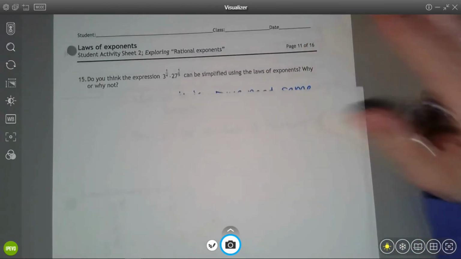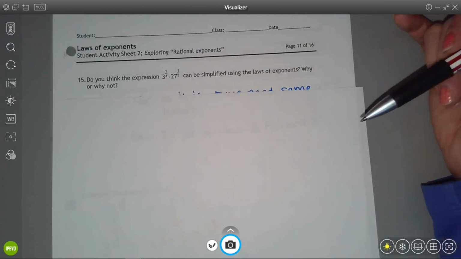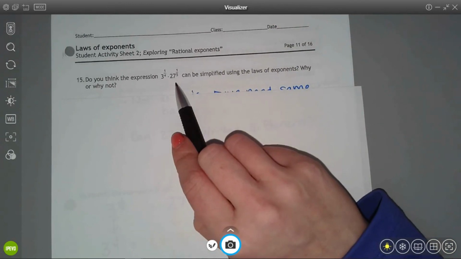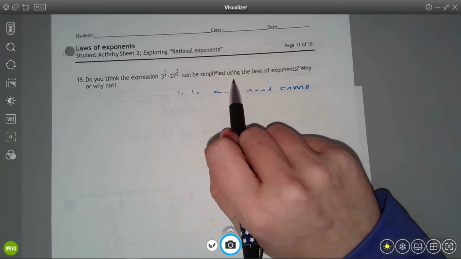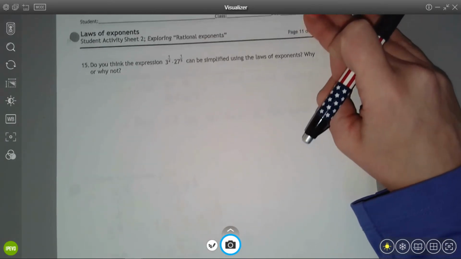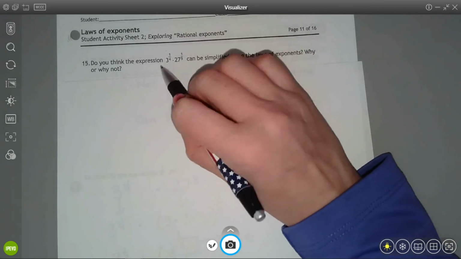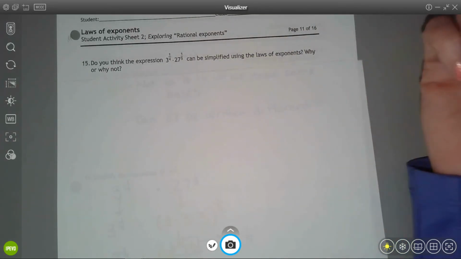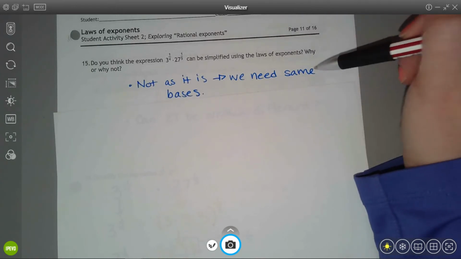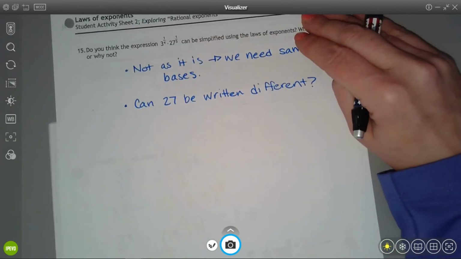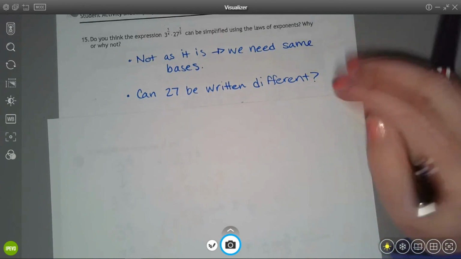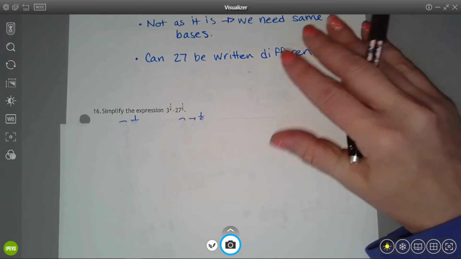Okay, so now my next question here, number 15. Do we think that 3 to the 1/4 times 27 to the 1/5 can be simplified using laws of exponents, and why? Okay, well, a couple things to think about. The first thing I notice, guys, they are not the same bases. So typically we would say no, not as it is. We need the same bases. But can we actually write it differently? Can we write it with same bases? So let's take a look at this.